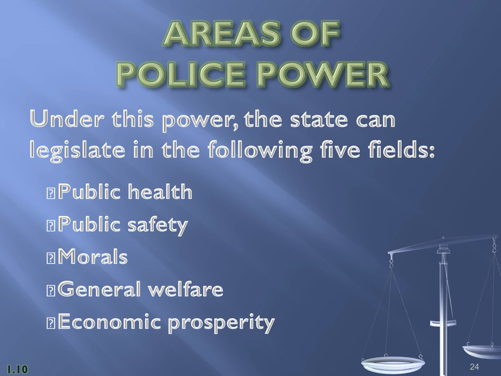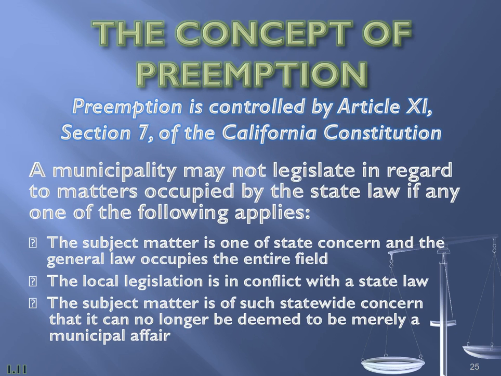So under these areas of police power, we have the concept of preemption, which is controlled by the California Constitution, as you can see here. A municipality may not legislate in regard to matters occupied by the state law if any one of the following applies. So let's read that again so we understand what it means. A municipality, a local jurisdiction, may not legislate in regard to matters occupied by the state law if any one of the following applies. First, the subject matter is one of state concern and the general law occupies the entire field. Second, the local legislation is in conflict with the state law. And third, the subject matter is of such statewide concern that it can no longer be deemed merely a municipal affair.